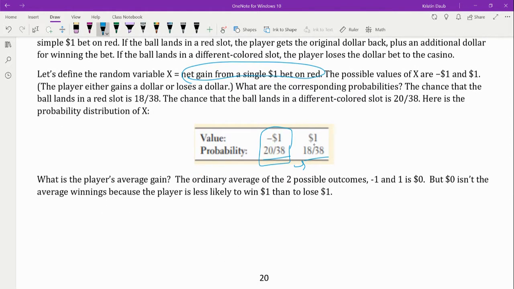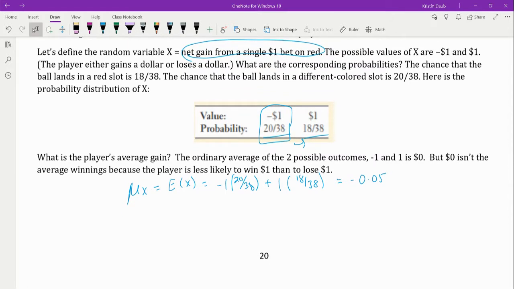So let's go ahead and put this into our formula. So we have mu of x or E of x, either notation is fine, and that's equal to the value times its probability. So this would be -1 times 20 over 38 plus +1 times 18 out of 38. And if we add those together, we should get -5 cents. This is telling me that on average, in the long run, I can expect to lose 5 cents by playing this game. Of course, sometimes you'll be on top, sometimes you'll be on the bottom, but when it averages out, think law of large numbers, it should average out to about -5 cents. So let's put what this means in words.